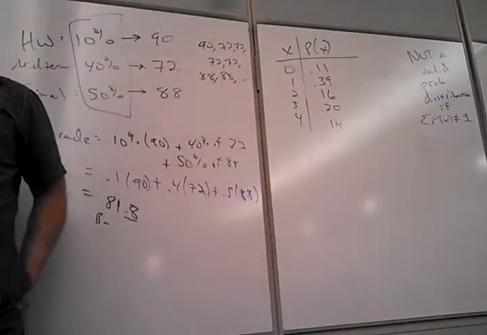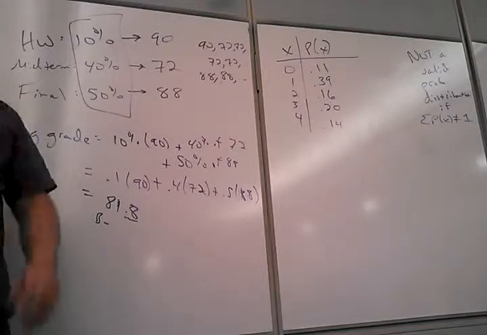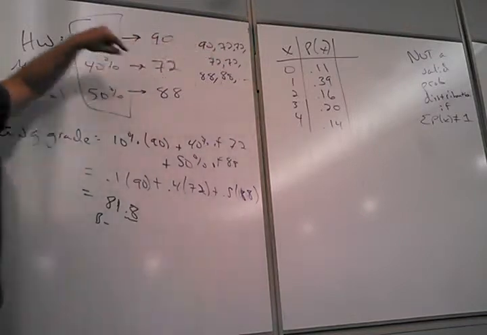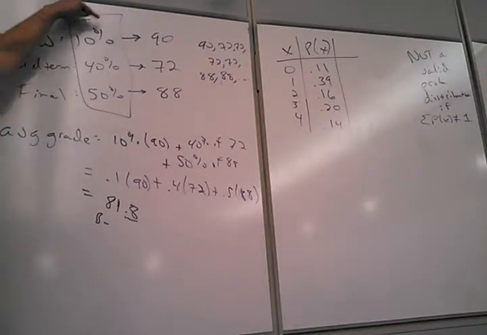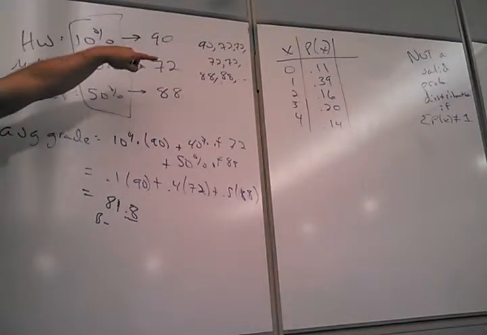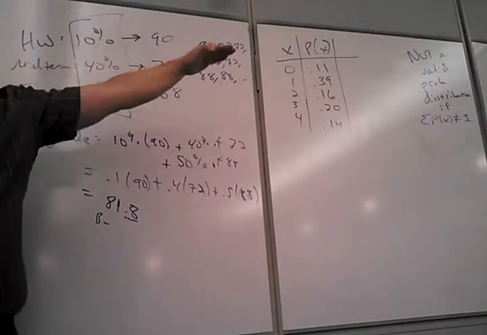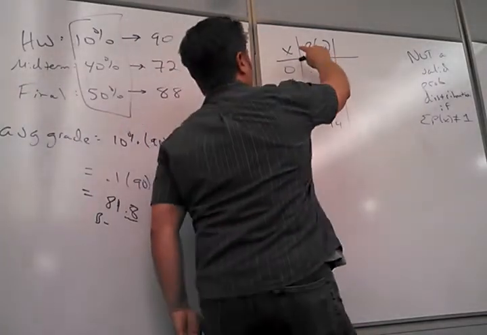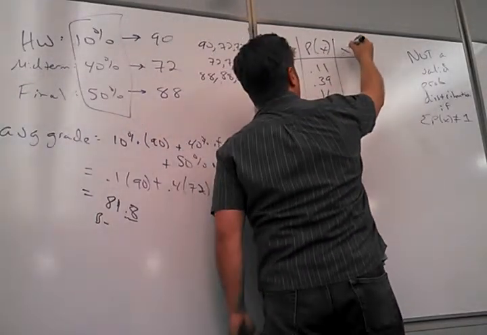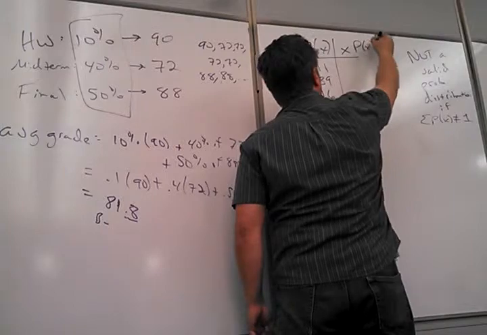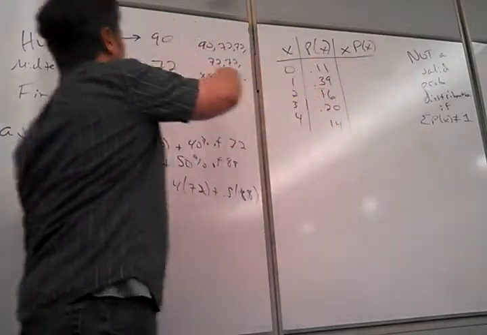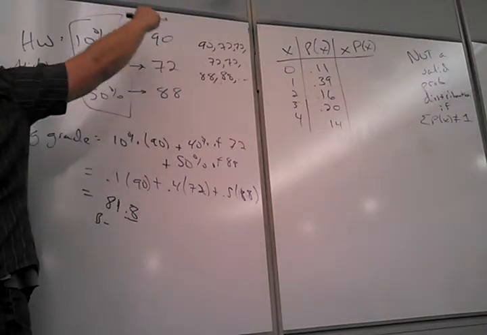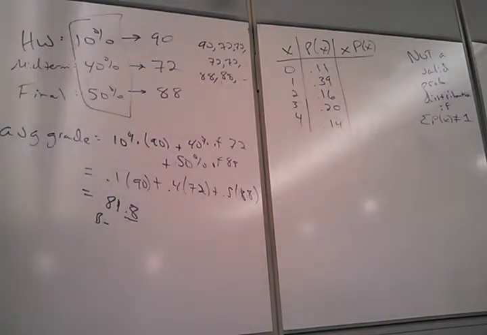So let me show you what this is really going to look like in full form here. So real quick, I want to point something out before we get too far. Couldn't I write a list like I did over there? 10% would have to be 90, 40% would have to be 72, and 50% would have to be 88. So I could do one 90, four 72s, and then five 88s. I think you get the idea. And then just take the average like I normally would.